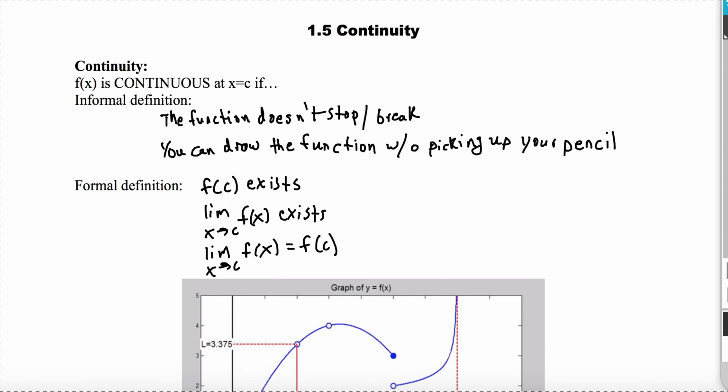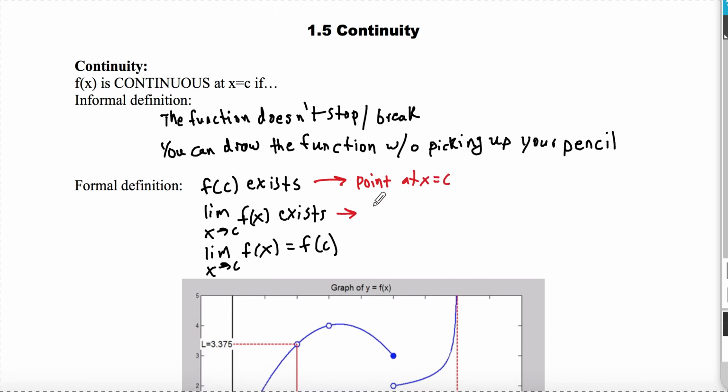So what does this mean? This means the following. If f of c exists, that means we actually have to have a point there. All right? You actually have to write it out in mathematical notation. But what does it mean? It means that there's a point at x equals c. That makes sense. If it's continuous, we have to have a point there.